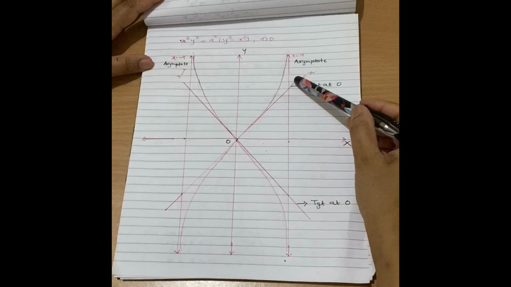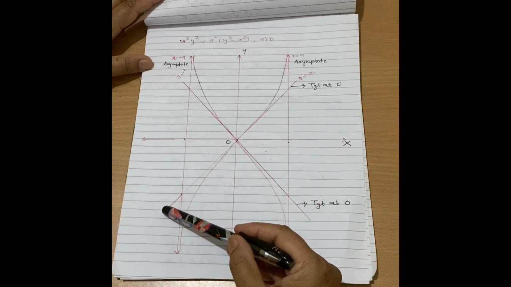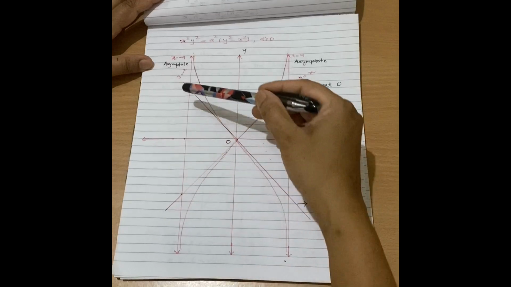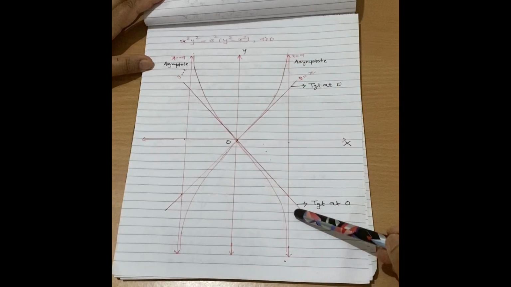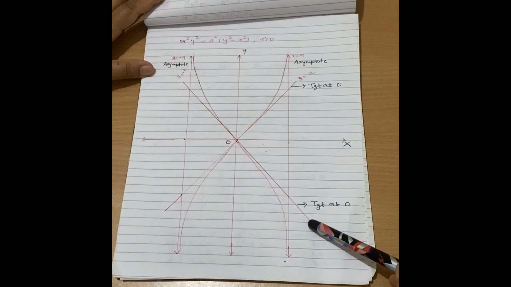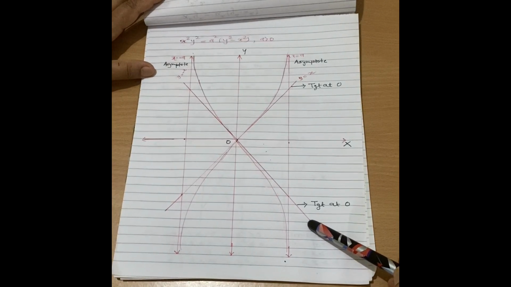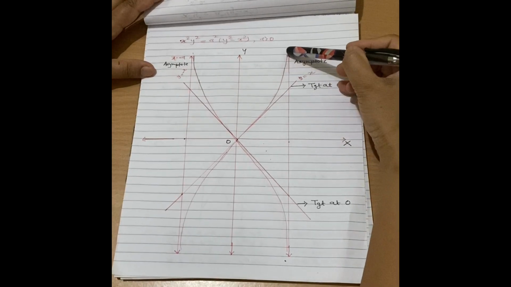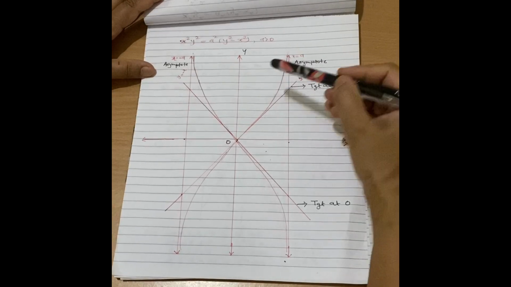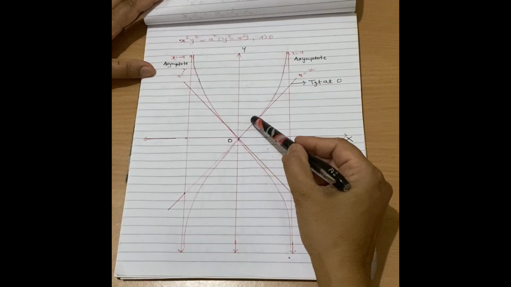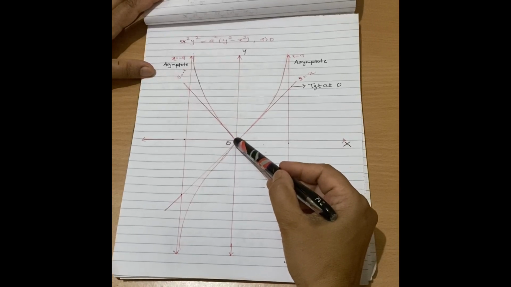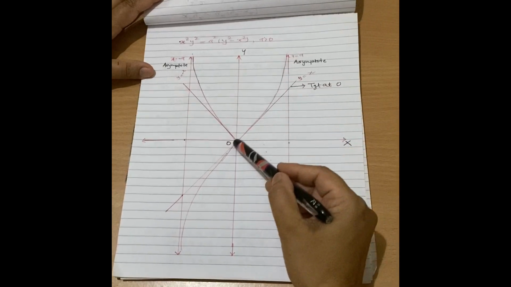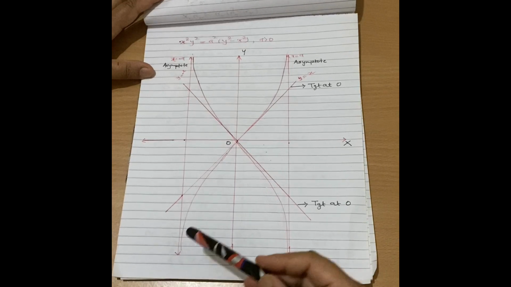Also, this line has equation y equal to x, which is tangent at origin to the curve. This line, whose equation is y equal to minus x, is tangent at origin to the given curve. Therefore, for the shape of the curve, here I am having x equal to a to be an asymptote, here I am having y equal to x to be tangent at origin. So the shape of the curve is as shown in the figure.